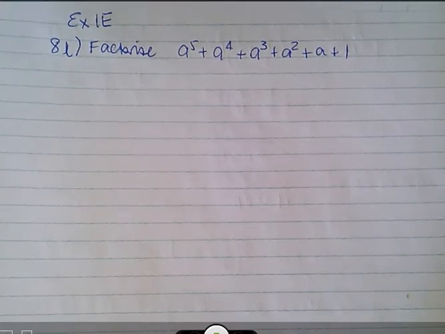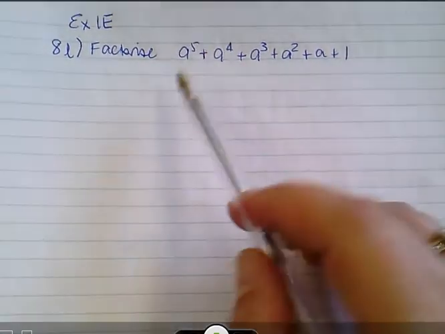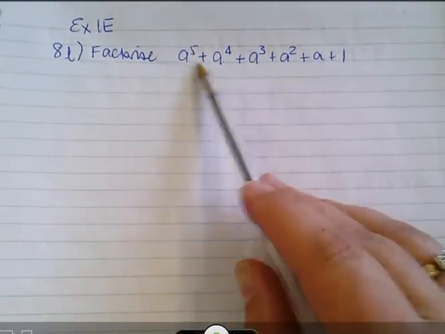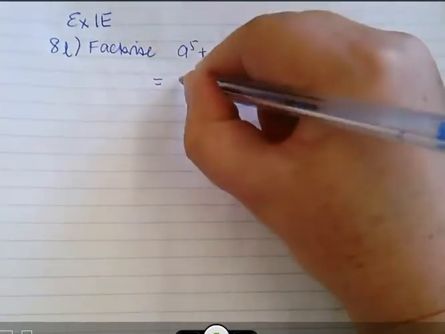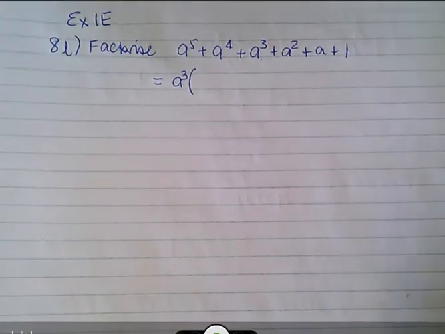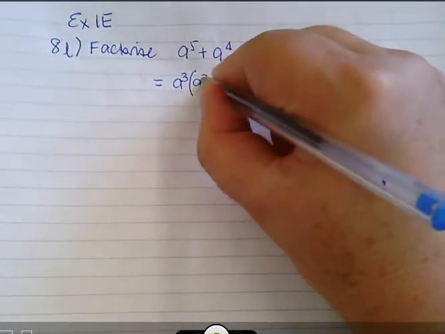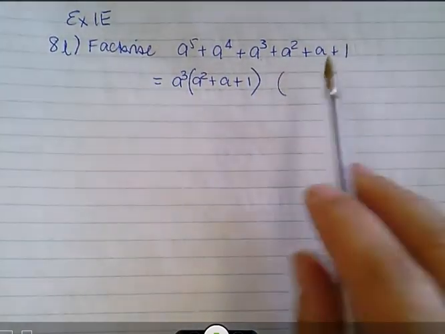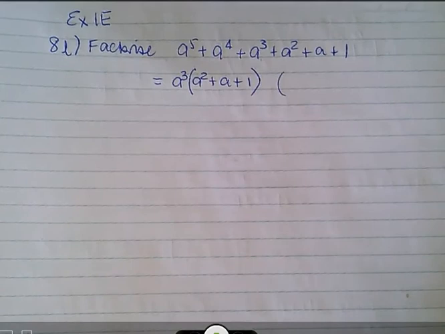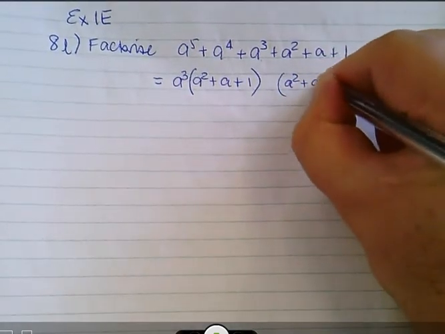What do you think? We've got 6 terms. We're either going to do 2 lots of cubics or 2 lots of... well, what do you think you might do with these first 3 terms? Take the a, maybe a cubed out? Let's try that. So that equals a cubed out, and then what have you got? Plus a plus 1. This is looking good. You know why? Because these last 3 terms are a squared plus a plus 1.